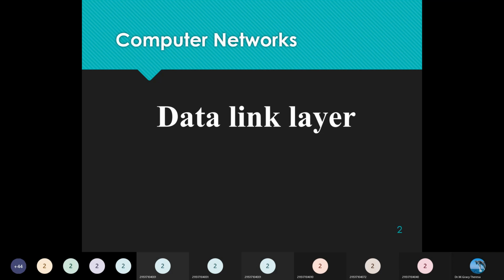Next, the data link layer, which is the second layer of the OSI model, is divided into two sublayers. One is the logical link control, the upper sublayer, and the lower sublayer is the medium access control. The logical link control deals with all the protocols needed for flow control and error control. That control is done by the logical link control.